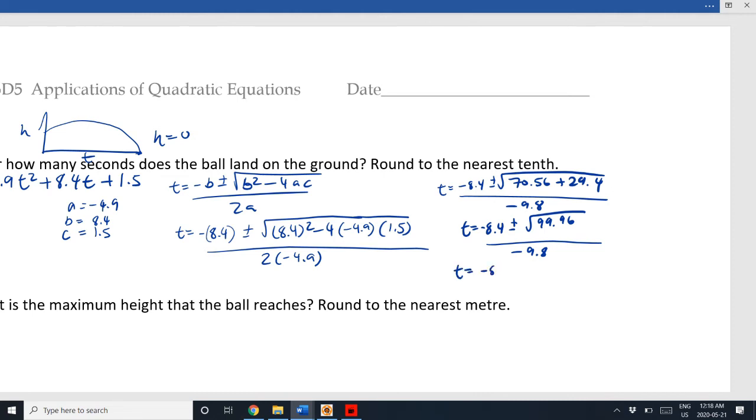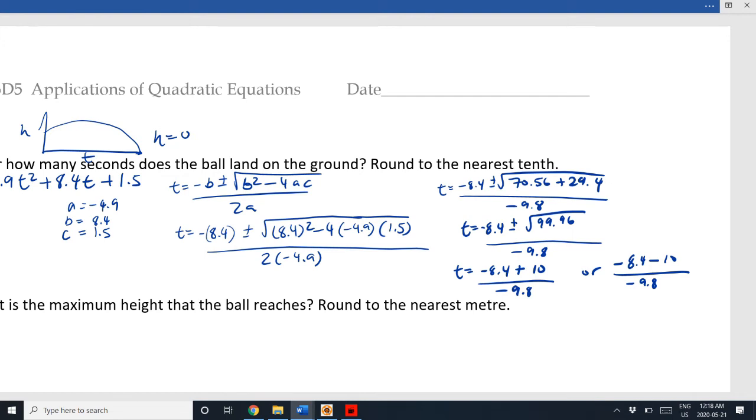So t is going to be negative 8.4 plus the square root of 99.96. Let's see what that is. The square root of 99.96 is equal to 9.99, so it's equal to 10. So it's plus 10 divided by negative 9.8, or, this is where it splits up again, negative 8.4 minus 10 over negative 9.8. So let's solve for what our t values are for each one of these.